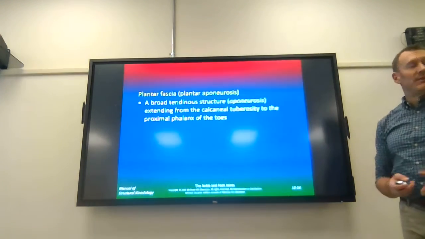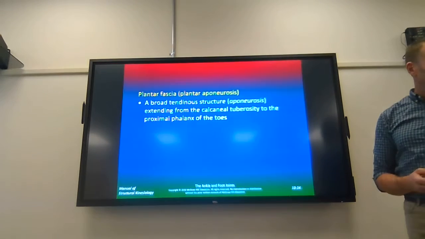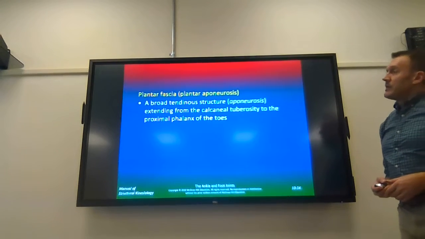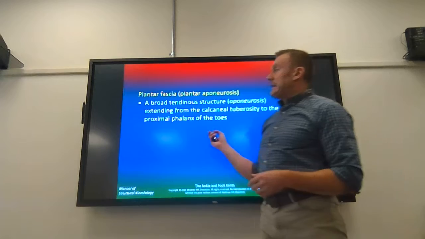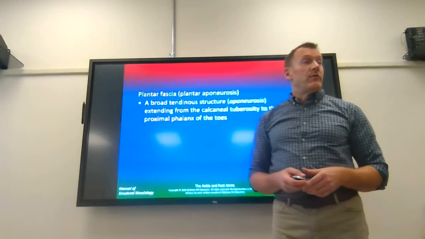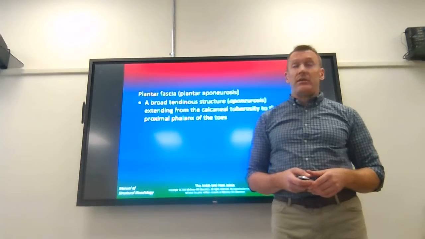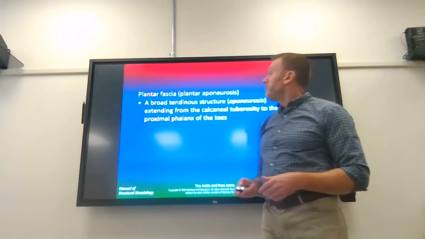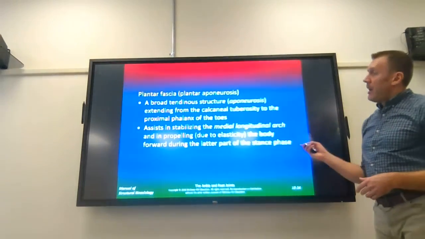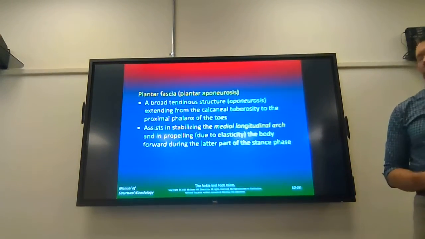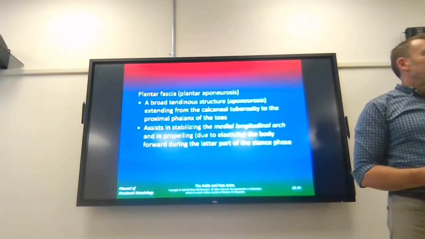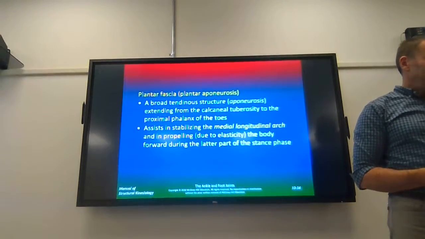This broad tendinous structure extends from the calcaneal tuberosity. You should all know where that is right now. Also, calcaneal tuberosity is the insertion for the gastrocnemius and soleus. It extends from there all the way to the proximal phalanx of the 4 lesser toes. Remember, all 4 of the lesser toes have a proximal and distal phalanx. So we gain a lot of propulsion. It stabilizes the medial longitudinal arch, and so it has some spring qualities to it.